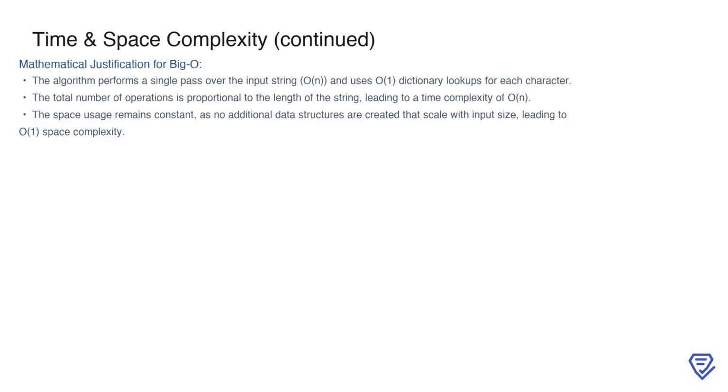On the space complexity side, the memory usage remains constant at O(1), because the predefined dictionary and a small set of variables occupy fixed memory, independent of the input size.